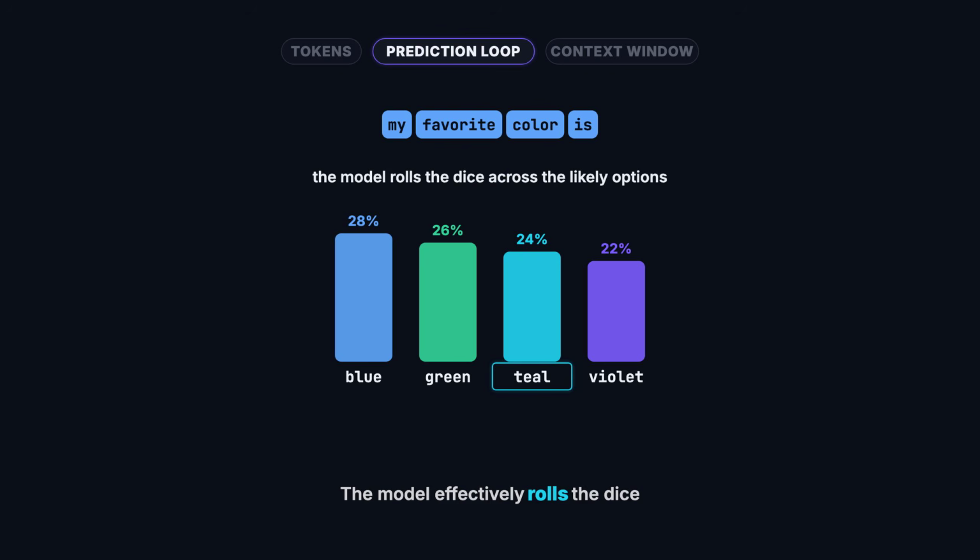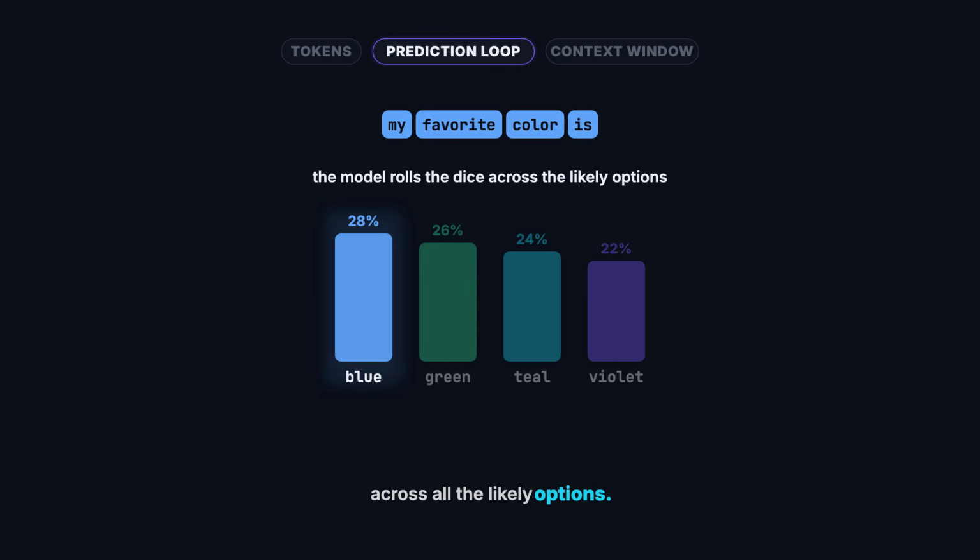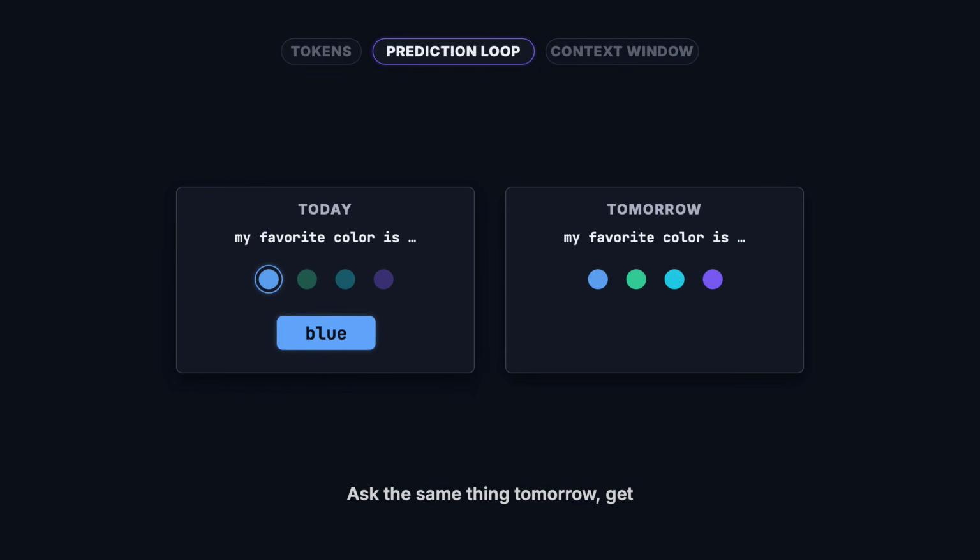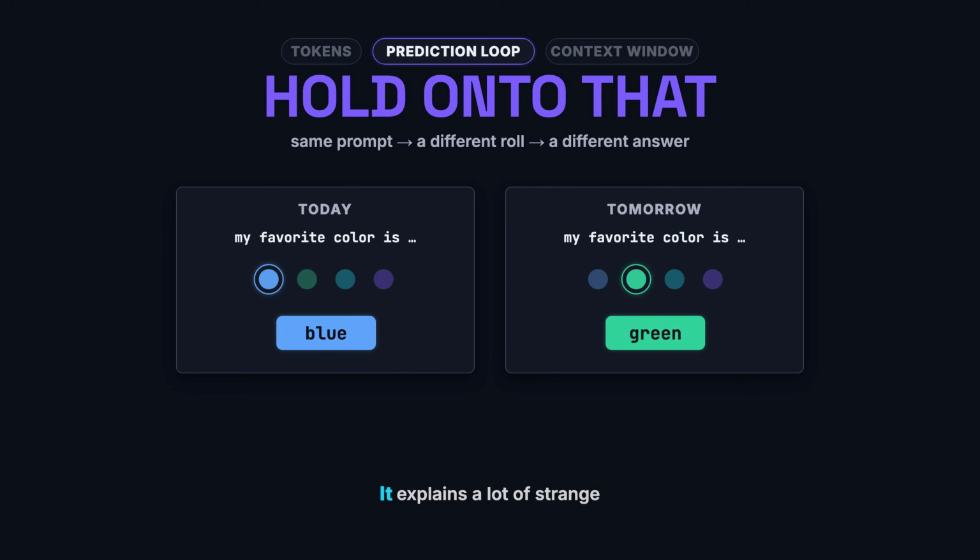The model effectively rolls the dice across all the likely options. Ask the same thing tomorrow, get a different roll, and a different answer. Hold on to that idea. It explains a lot of strange behavior later on.